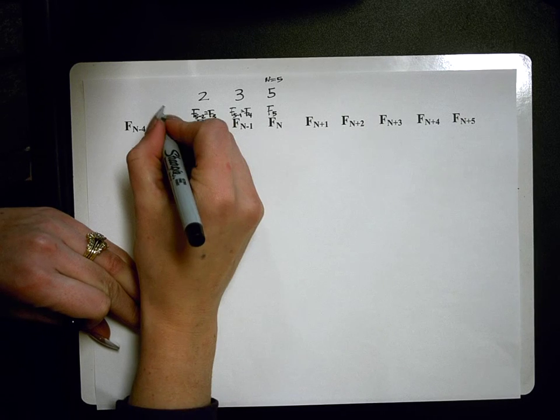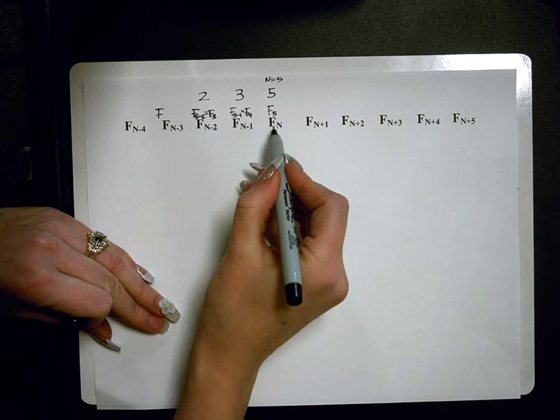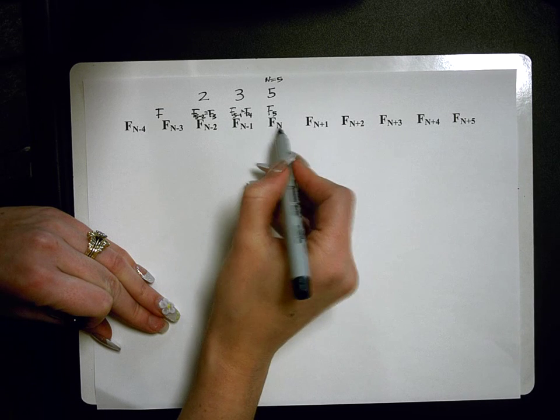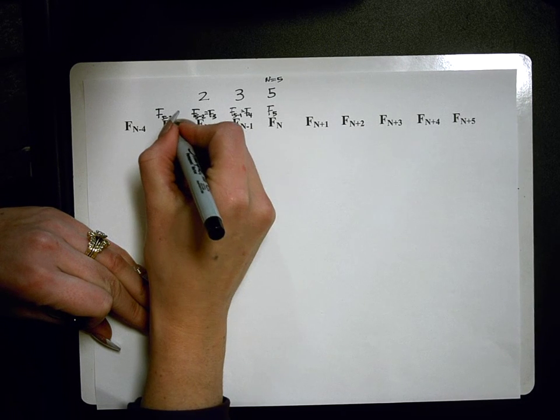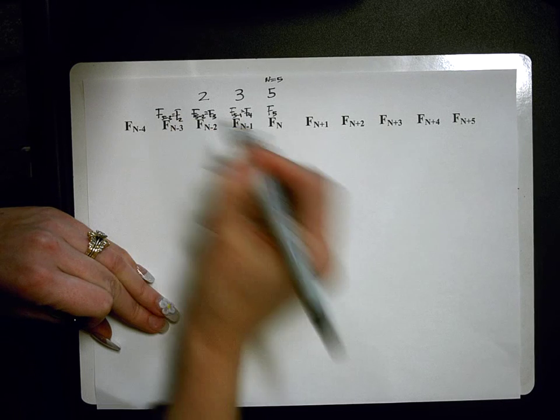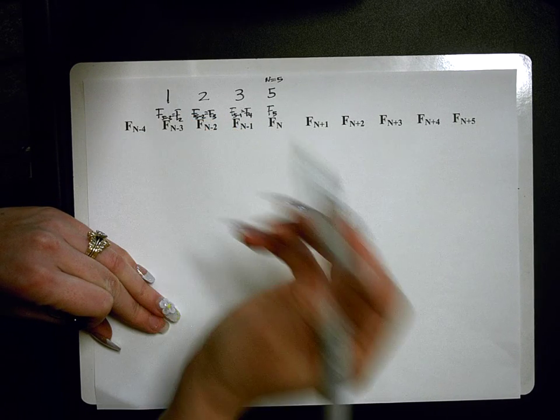And I just continue this process. n equals 5. This represents 3 terms before the nth term: 1, 2, 3 terms before. 5 minus 3 would equal f sub 2, which ends up being 1. The second Fibonacci number is 1.